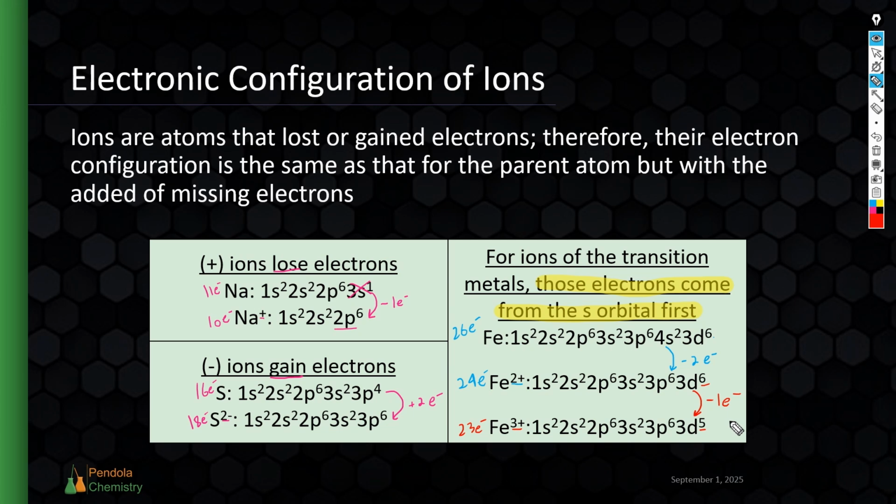So this is very tricky. You have to remember that with transition metals we always remove s sublevel electrons before we remove d sublevel electrons when we form their ions. But other than that, ion formation is really just the removal of those electrons if it's positive, or the addition of those electrons if it's negative. All right, so keep that in mind.